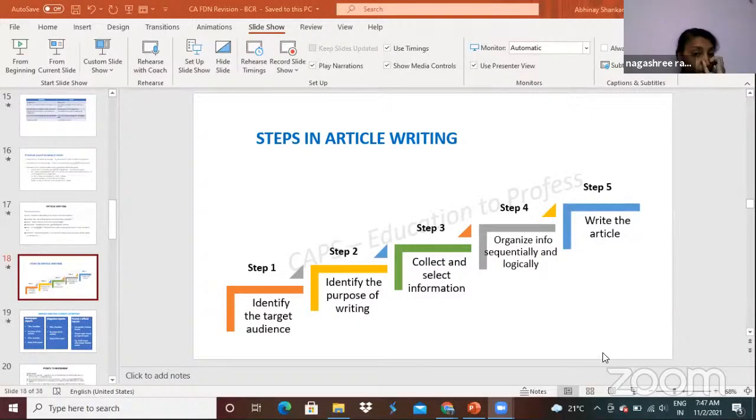And most of the times, this is seen as a definite question in your question papers, at least for 5 marks. Right? So what are the steps in article writing? Can somebody read this out?